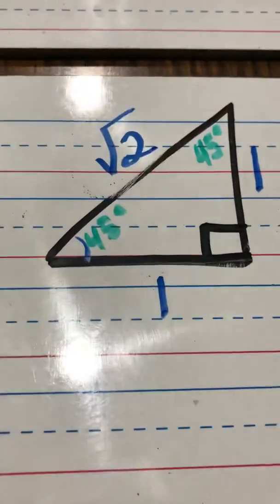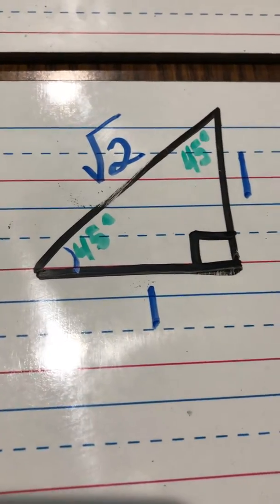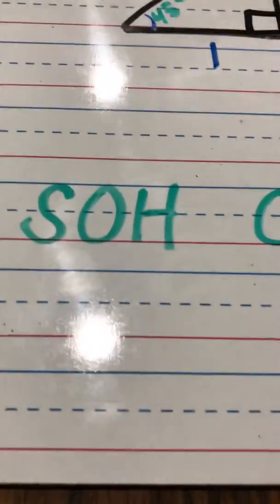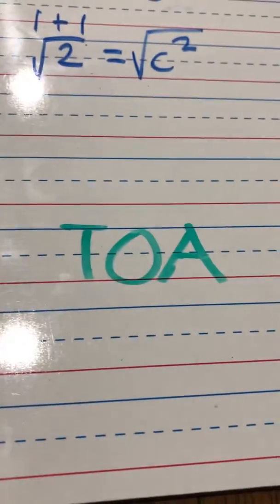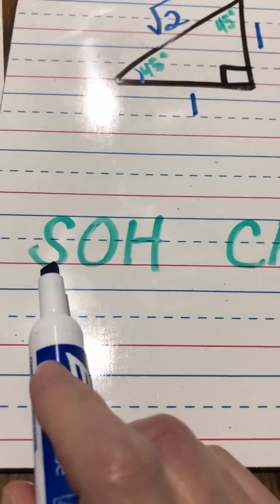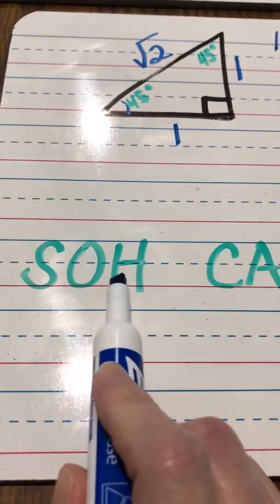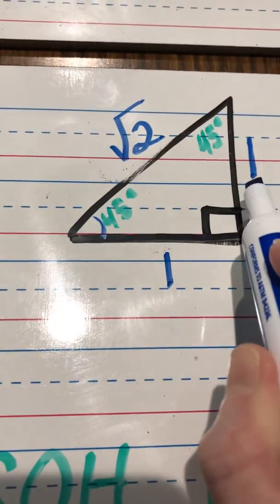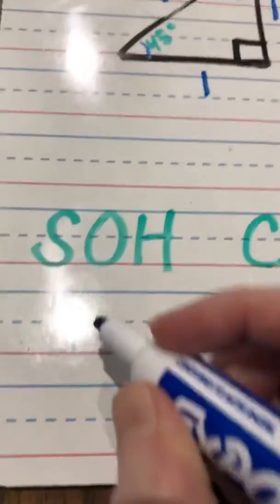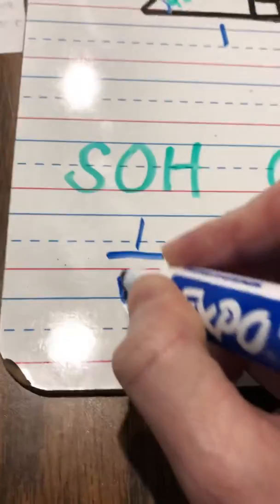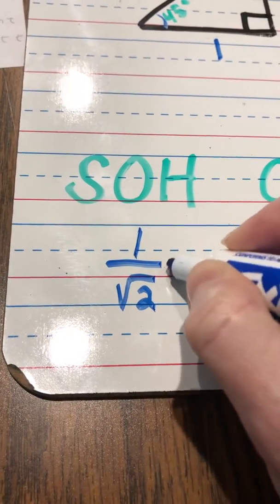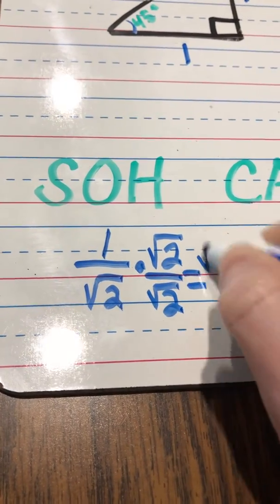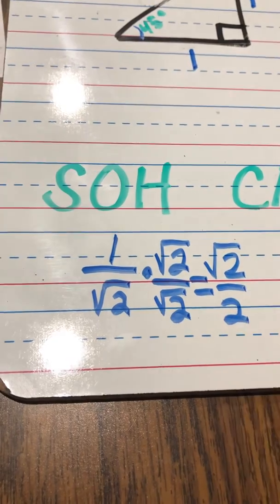So now if I have 45 degrees and I want to find the sine, for example, I can use something that you may remember from geometry, SOHCAHTOA. This will help us remember sine is equal to the opposite side over the hypotenuse. So if I want the sine of 45 degrees, I want the opposite over the hypotenuse. So that's 1 over radical 2, and then rationalizing your denominator to get rid of the radical in the bottom gives me radical 2 over 2.